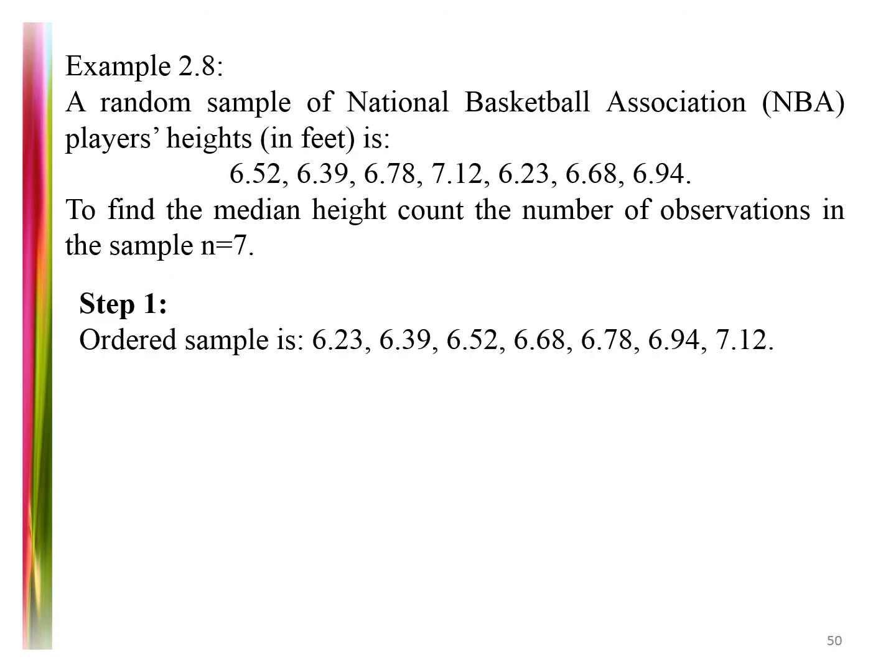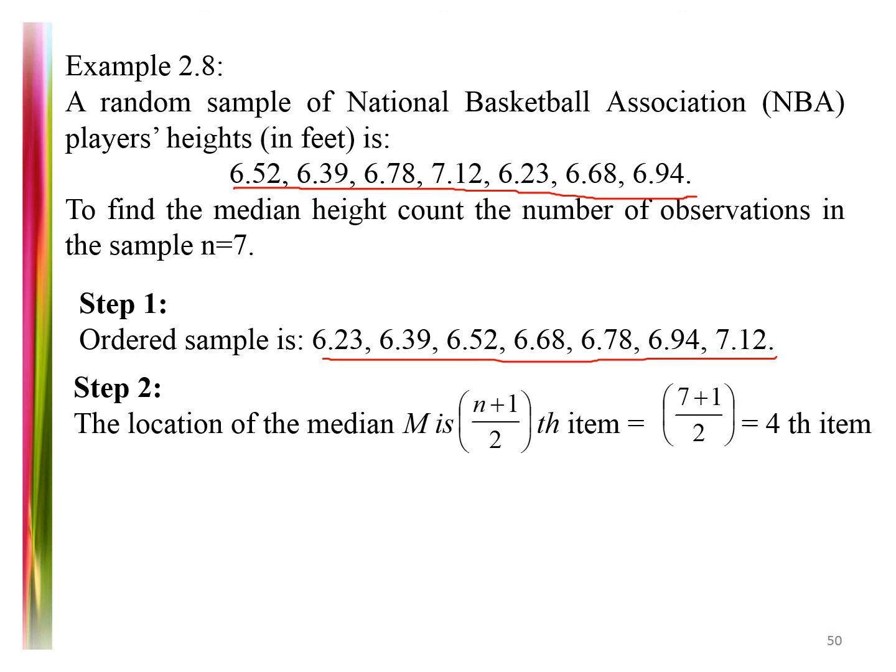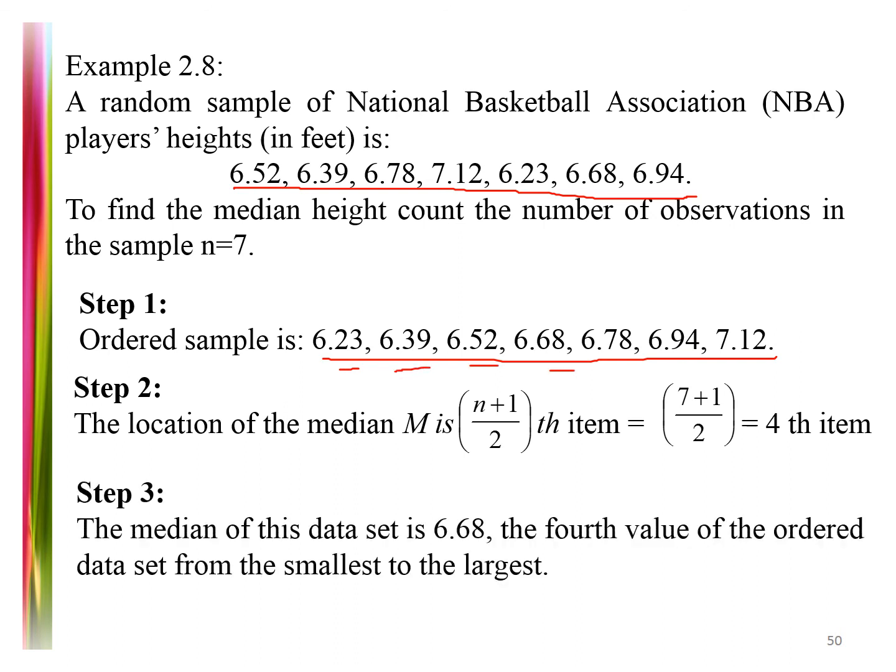This is a simple example, a random sample of NBA players' heights. Seven players' heights are given here. First we have to write them down in increasing order, so 6.23 as the minimum value and 7.12 as the maximum. Then find that location, n plus 1 by 2. In this case n is equal to 7, so 7 plus 1 by 2 is the fourth item. This is the first item, second item, third item, fourth item. So 6.68 is the median.